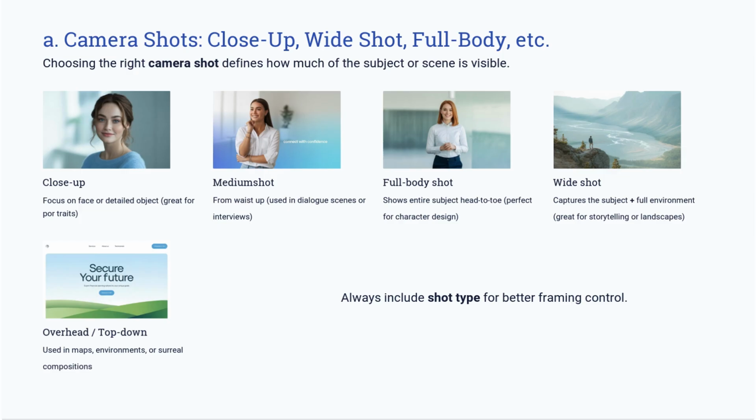Now if you want more storytelling or show the subject in the world, go with a wide shot. It captures both the character and the environment around them. And for that surreal map-like vibe, try an overhead or top-down shot. Really cool for scenes like battlefields, floor layouts, or magical realms. Quick tip. Always include the shot type in your prompt. It gives the AI better direction and helps frame the image exactly how you want it.